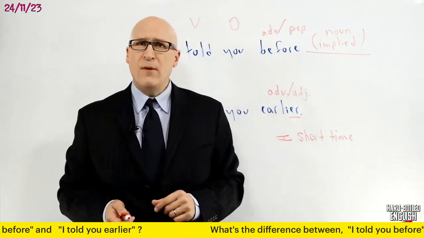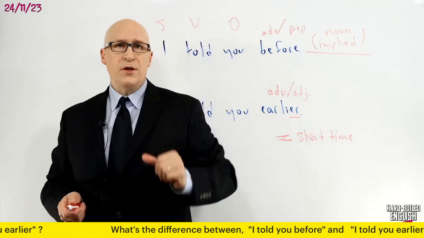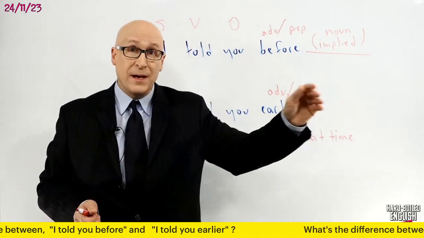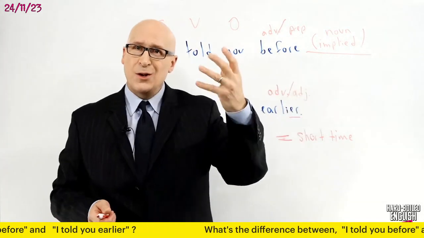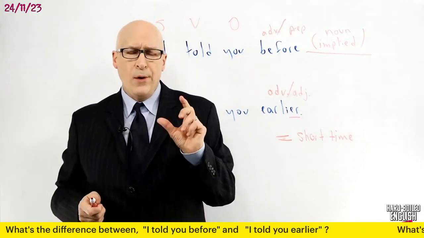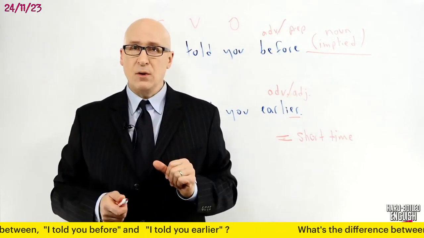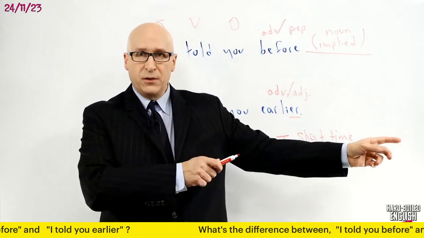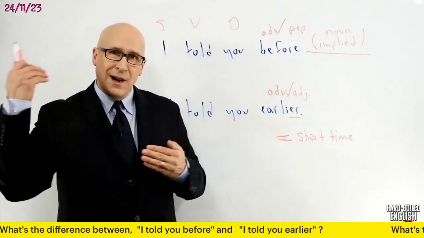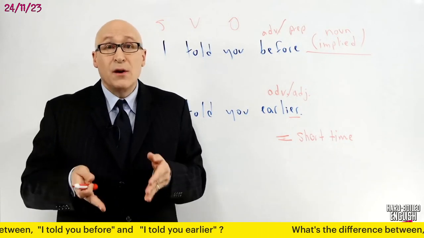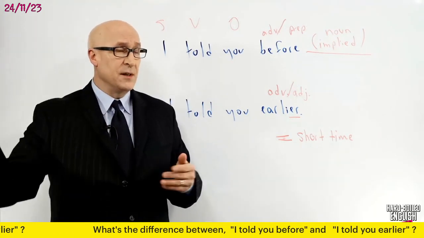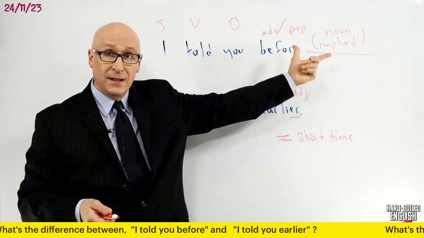Right? I told you before the show started, right? Before a specific moment, and there's no limit. So "I told you before" could refer to a distant past point. I told you before you started high school that you should tie your shoes, okay? Earlier, we tend to use when we mean a short time in the past, like today. Earlier than now, not before high school. If I'm talking about the distant past, I would use this, right? And give it a specific time.